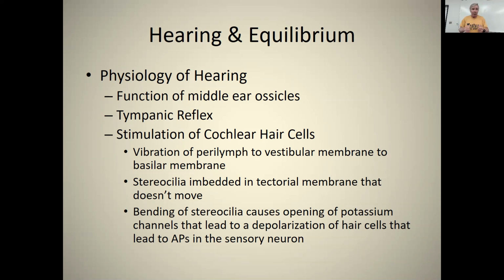The deformation of the membrane of the hair cell is going to open up ion channels, and that's going to cause a receptor potential. And that will lead to an action potential in a primary sensory neuron that goes into the vestibulocochlear nerve into your brain. So bending of stereocilia causes opening of potassium channels that leads to depolarization of hair cells that leads to APs in the sensory neuron. Okay, that statement should give you pause.